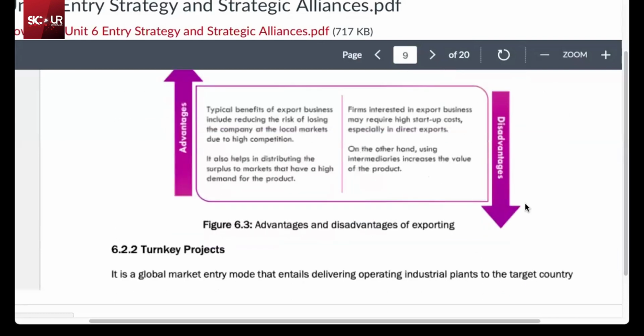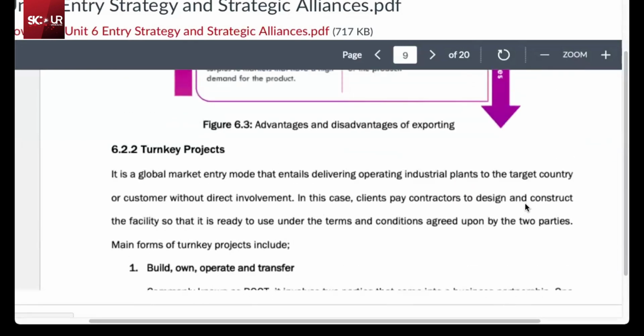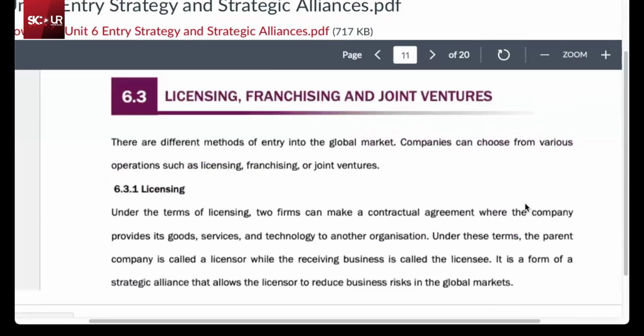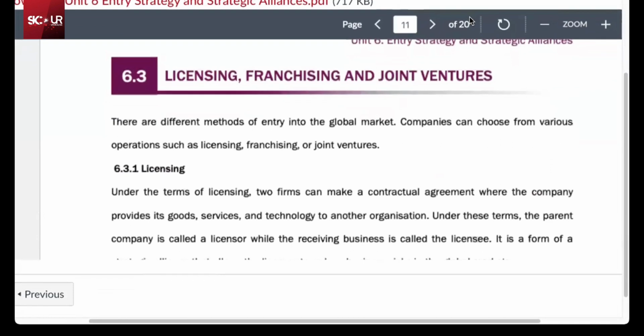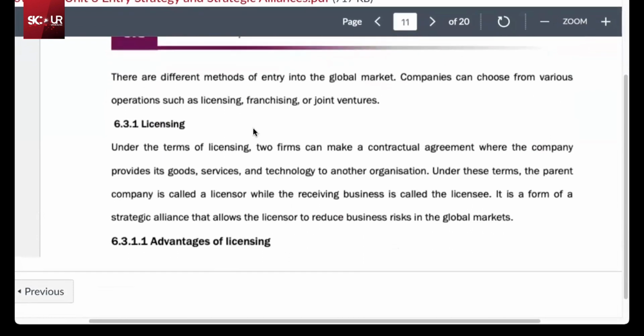Next is licensing. Okay, licensing. So there are other modes of entry, which are licensing, franchising, and joint ventures. So we take a look at licensing first. Under the terms of licensing, two firms can make a contractual agreement where the company provides its goods, service, and technology to another organization, right? Under this term, the parent company is called the licensor, while the receiving business is called the licensee. This is a form of strategic alliance that allows the licensor to reduce business risks in the global market.